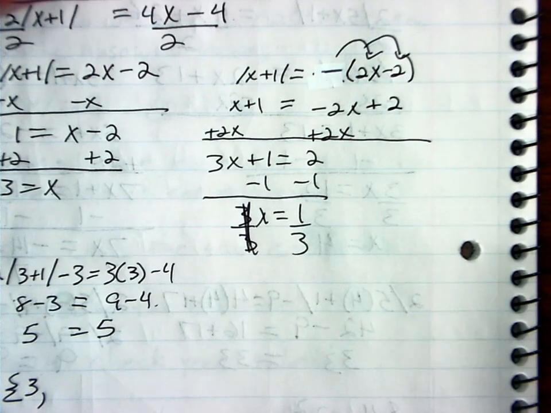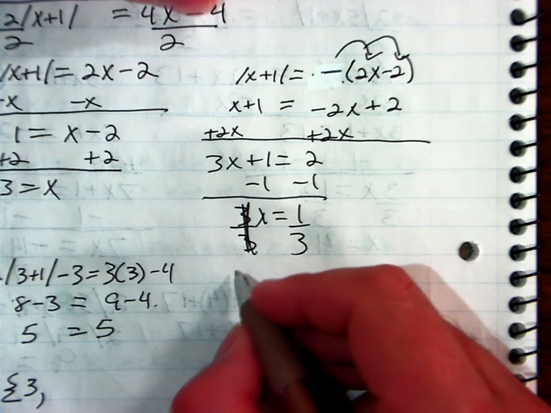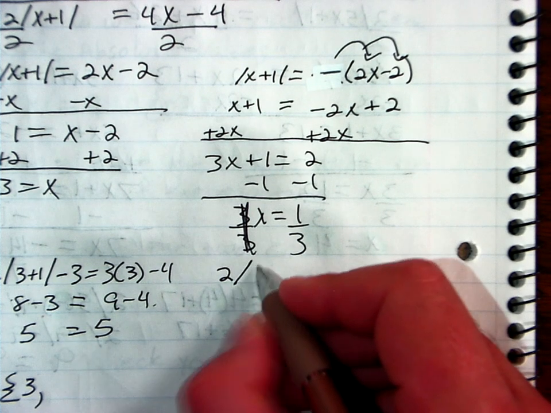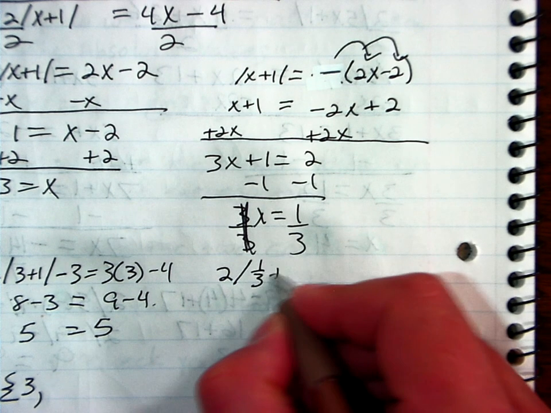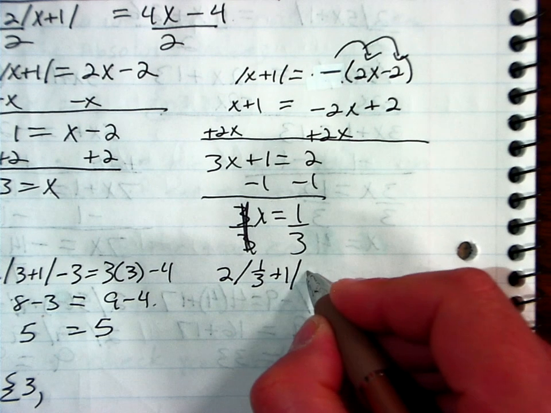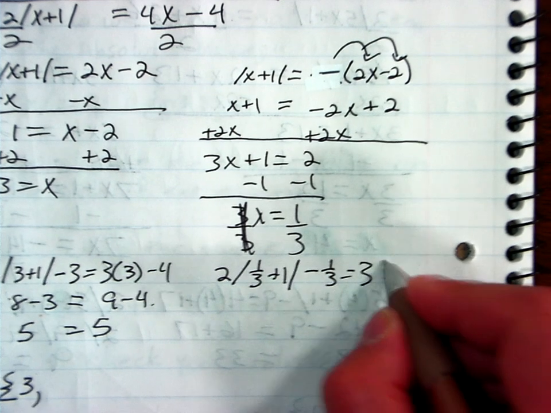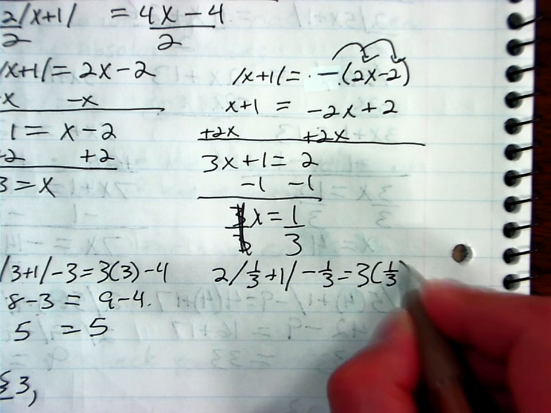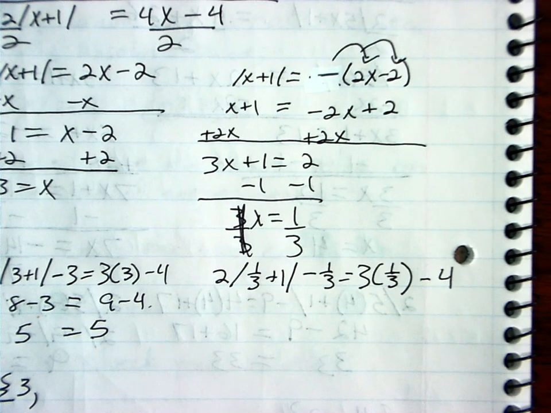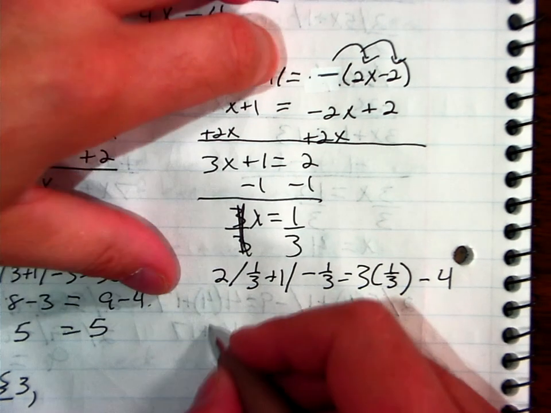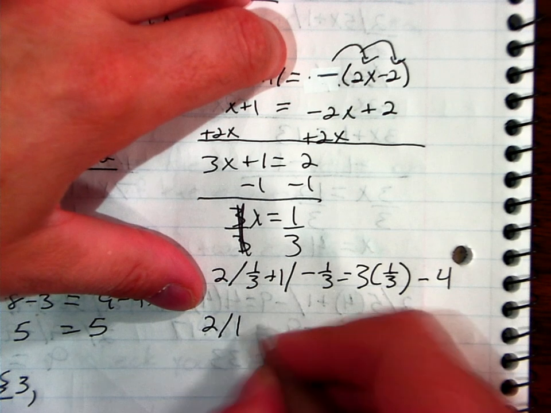All right, let's go to this side. It's a fraction. It must be difficult. Let's see if we can make sense of it. 2 times the absolute value of 1/3 plus 1 minus 1/3 equals 3 times 1/3 minus 4. What is 1/3 plus 1? 1 and 1/3.